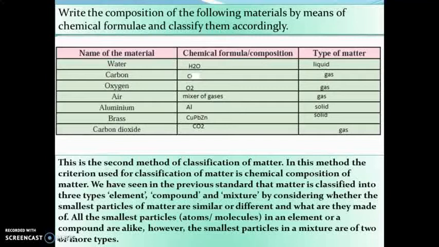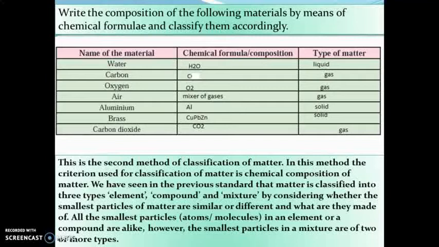Now what we are doing is, in this method, the criteria used for classification of matter is the chemical composition of matter. We have seen in the previous standard that matter is classified into three types: element, compound and mixture, by considering whether the smallest particles of matter are similar or different and what they are made up of.